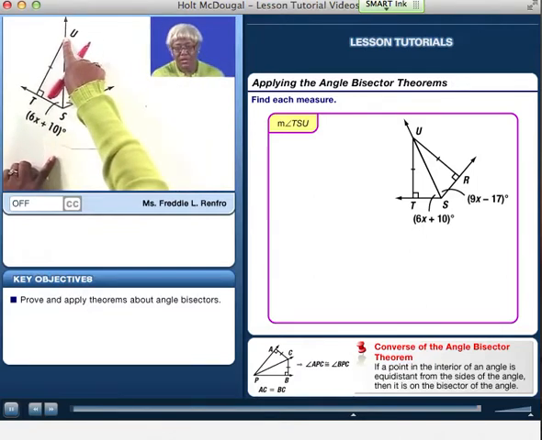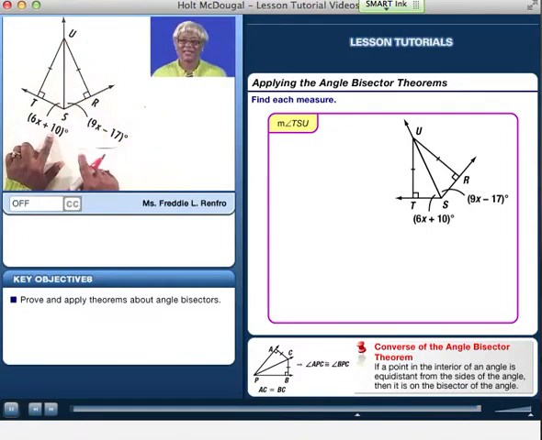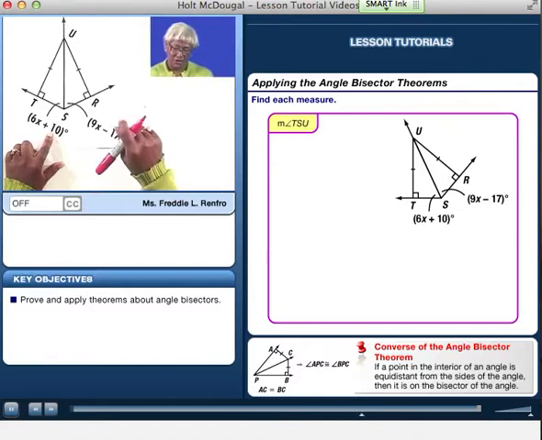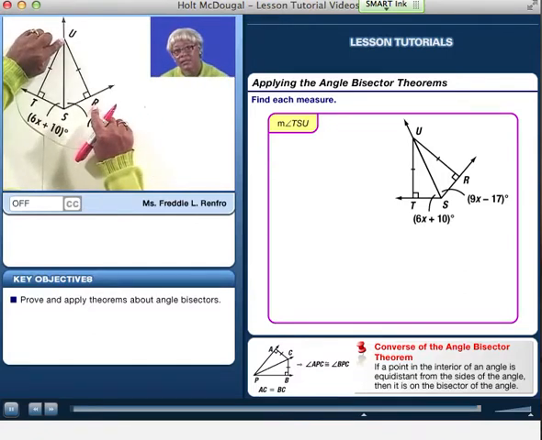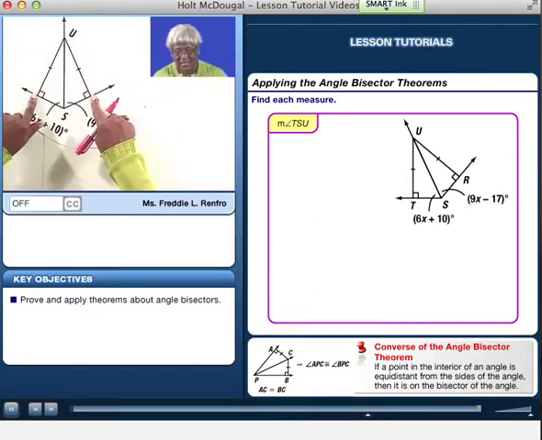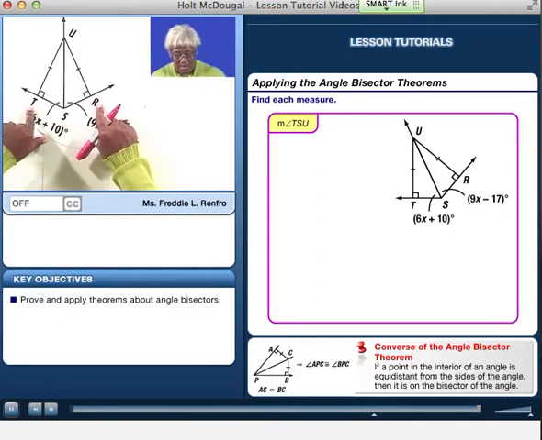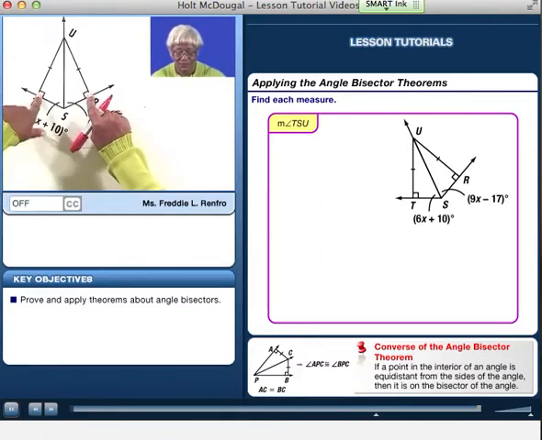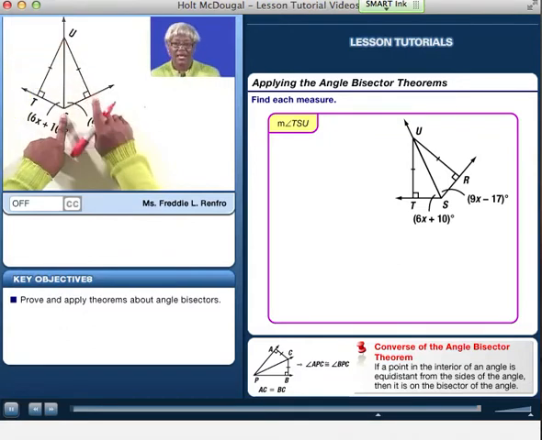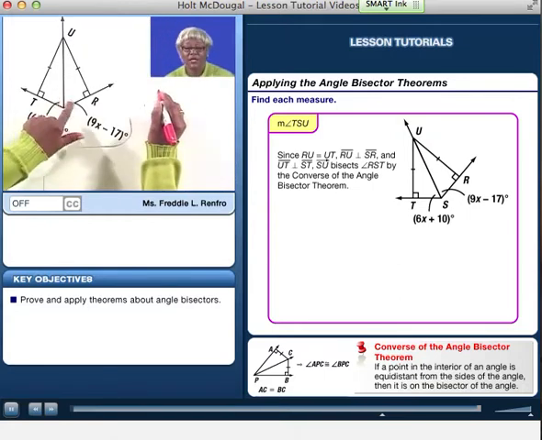I see that point U is on the angle bisector. How do I know that? According to the angle bisector theorem, if you have a point that is equidistant from the sides of an angle, and this point is equidistant from T and R, and it's also perpendicular, then this point lies on the angle bisector. So what can I say? These two angles are equal.